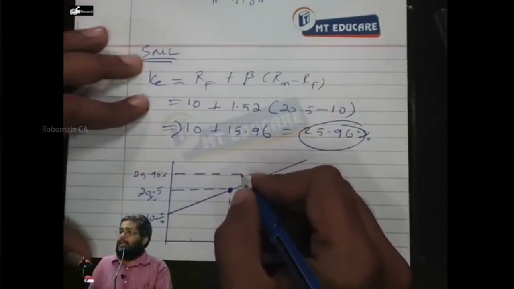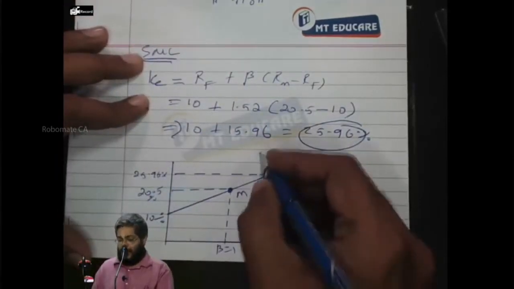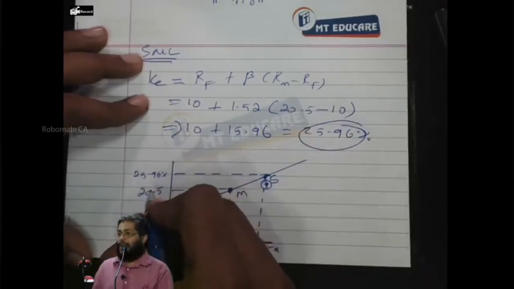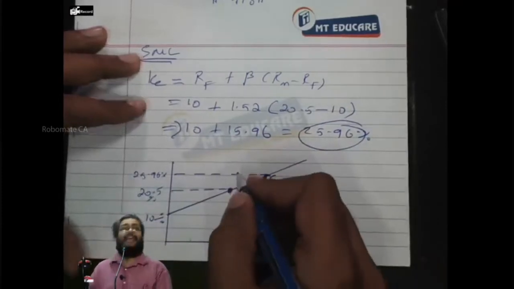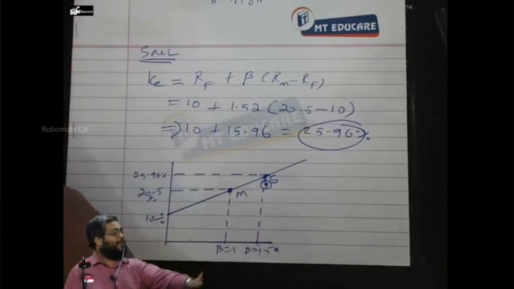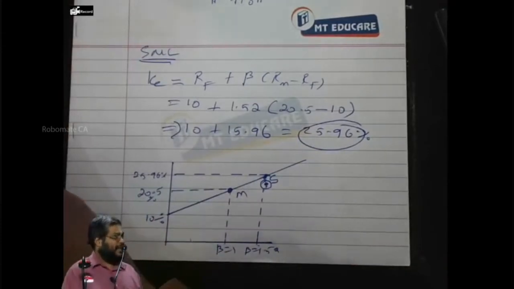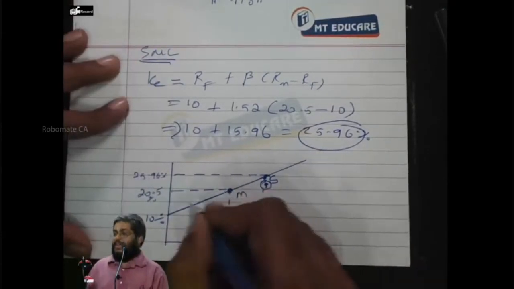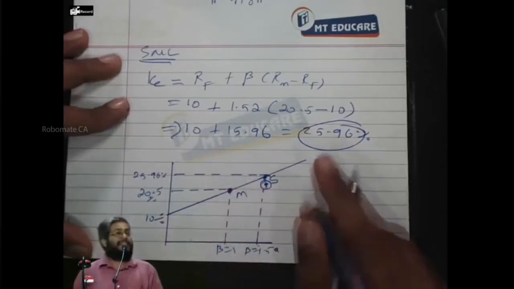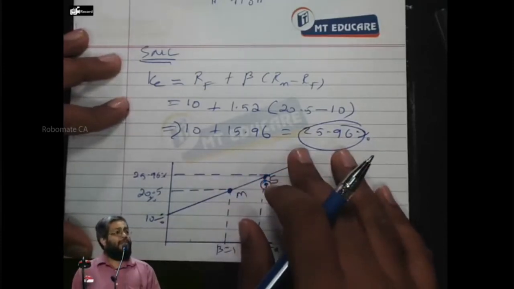Is it a good security or a bad buy? It's a bad buy because I should have got 25.96, and I am not getting it. Yes or no? As per Markowitz, this has less risk, so we take less return. It has more risk, so we take more return.